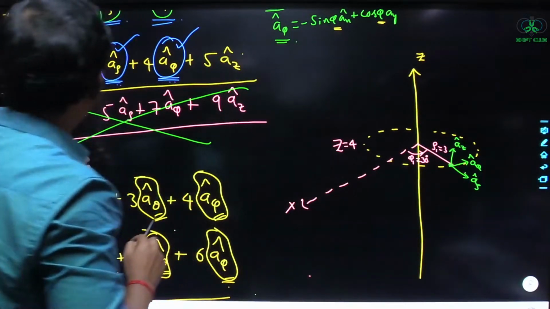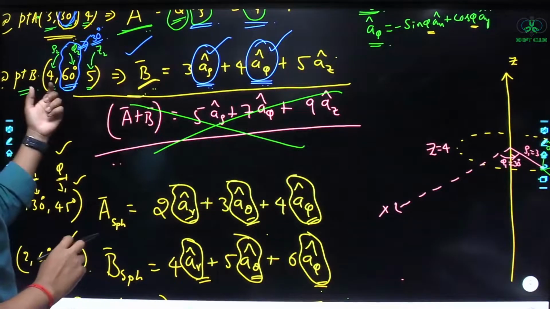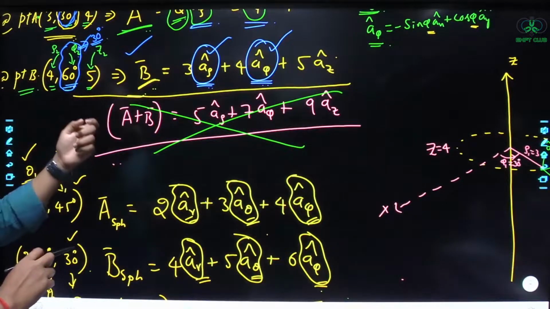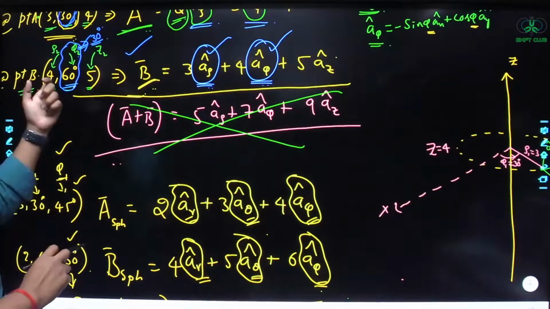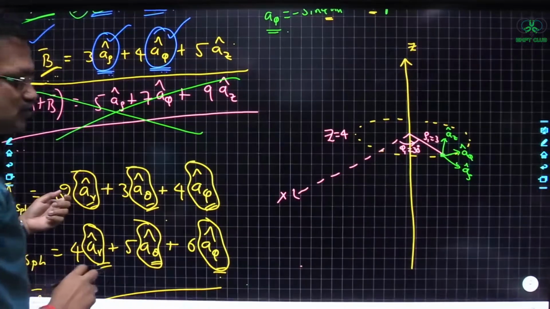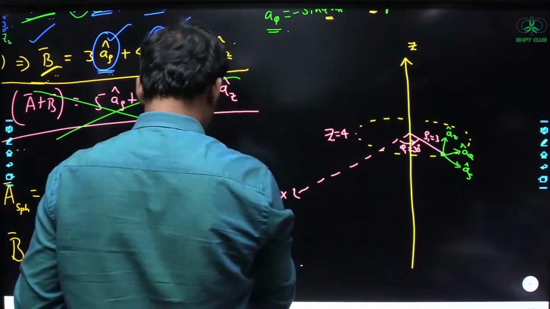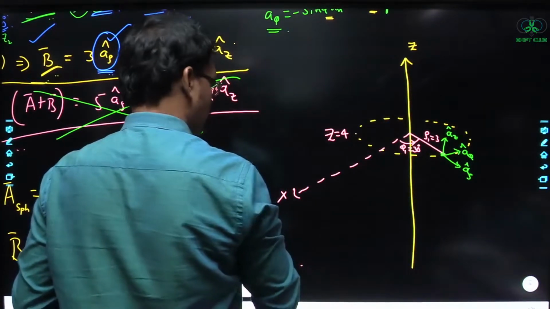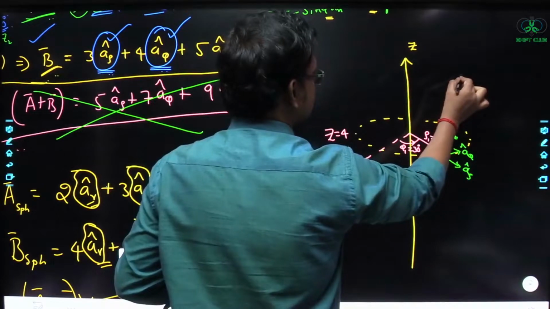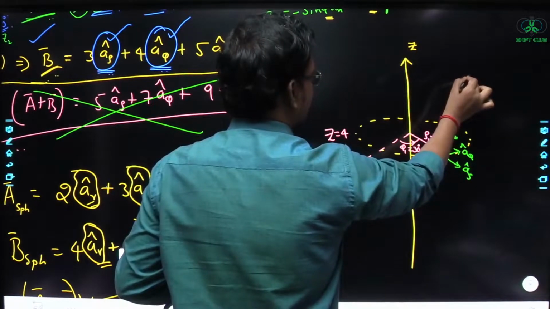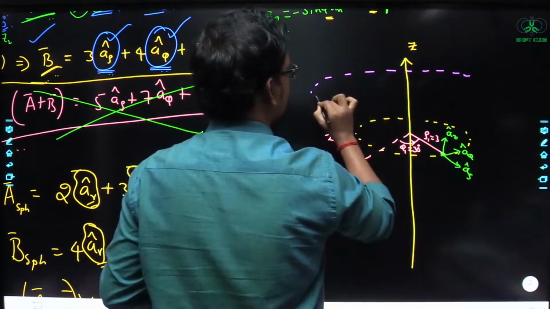Now they have given another vector b bar that is defined at (4, 60 degrees, 5), right? So the z value is 5 here. Let us consider this is the plane.